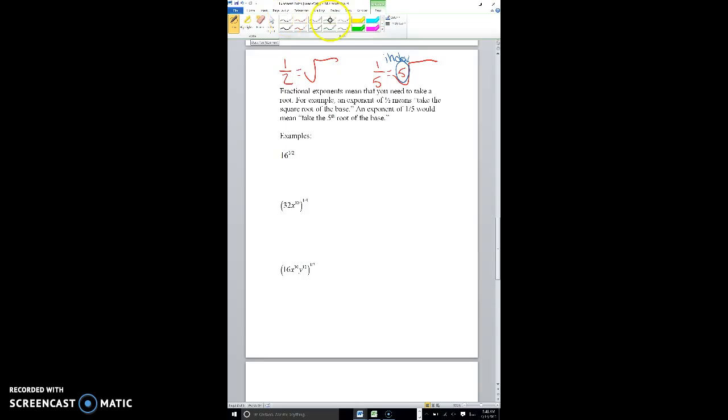All right, so how do you actually do some of the problems? Okay, so 16 to the 1/2. That means the same thing as the square root of 16. Most people already know that this is 4, but just to show you why, 16 is 4 times 4. Since we're taking the square root, we're looking for matching pairs to come out of the radical, and 4 does.